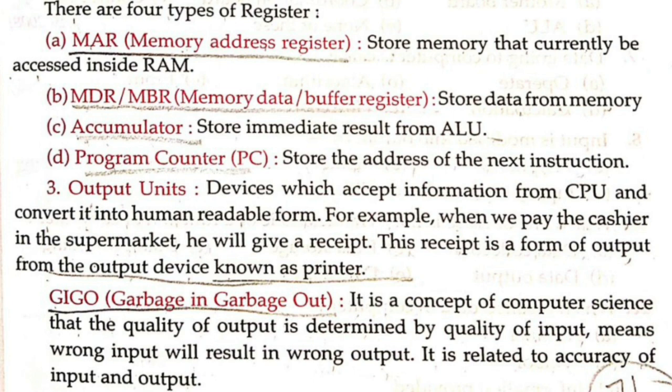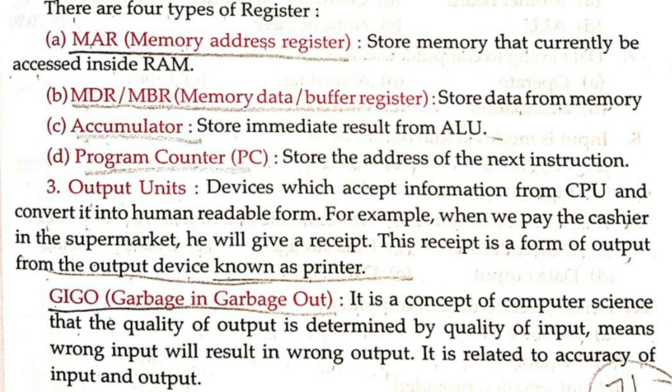GIGO, garbage in, garbage out. It is a concept of computer science that the quality of output is determined by the quality of input, meaning wrong input will result in wrong output. It is related to the accuracy of input and output.